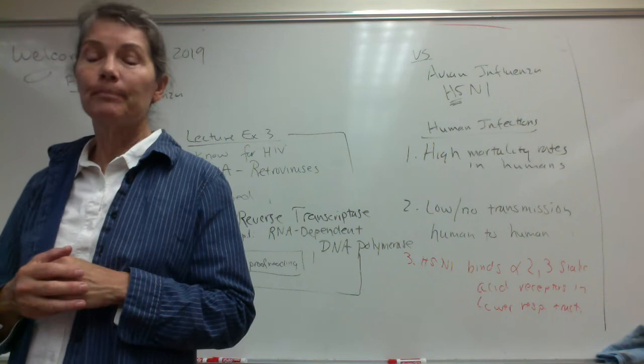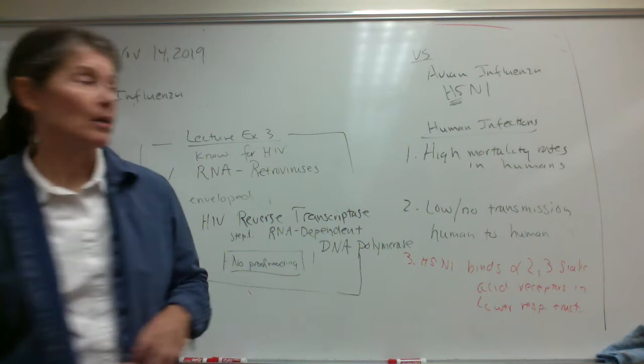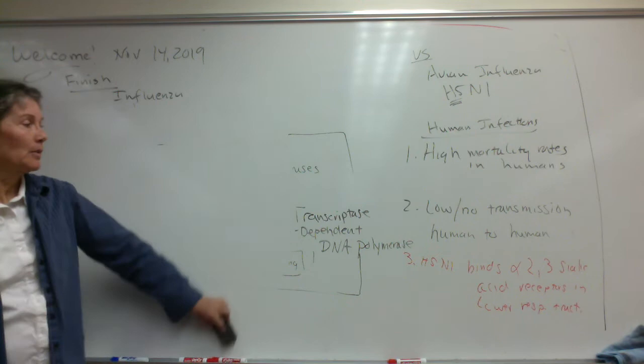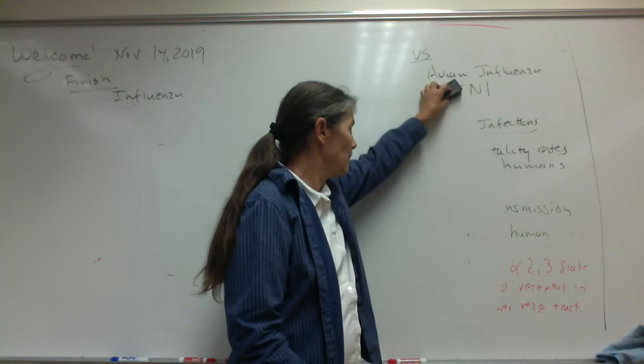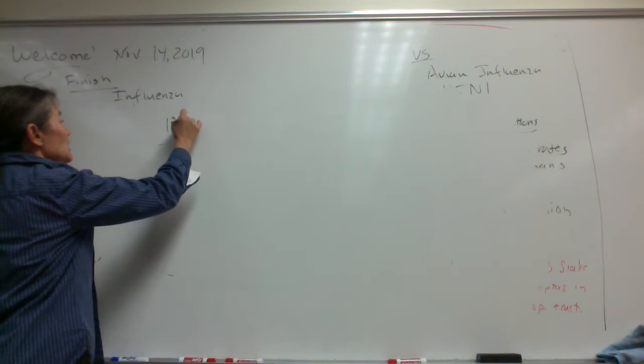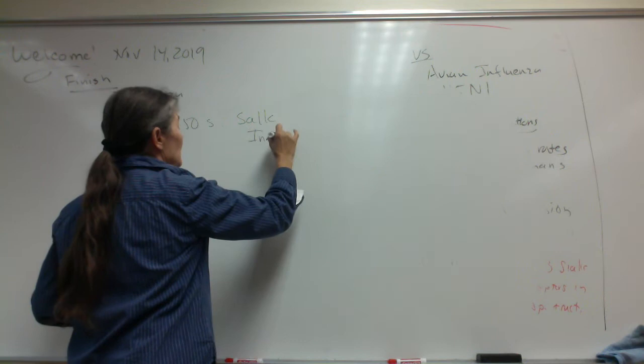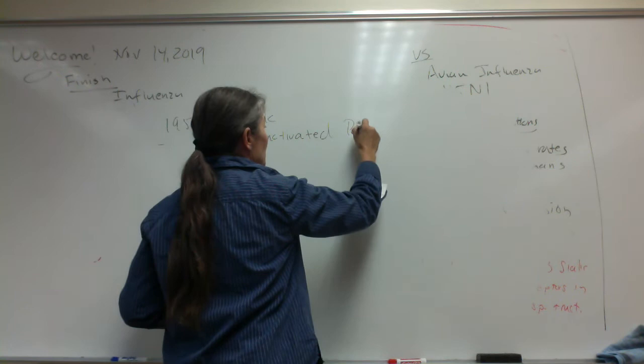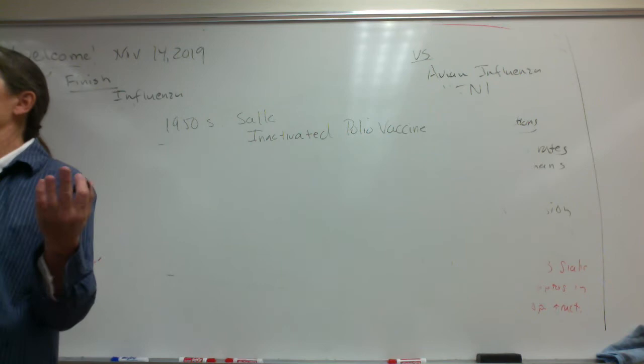So there was good news because two scientists, apparently they were competing with one another to develop a polio vaccine. And the first person to develop a polio vaccine was Salk. I think this was in the 1950s. So the Salk inactivated polio vaccine was developed. And inactivated, you guys, means it's like a kill vaccine virus. It's dead. It can't cause infection.